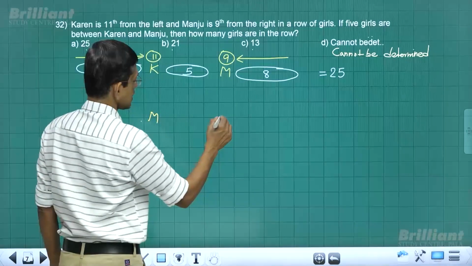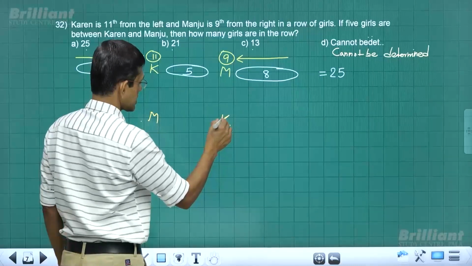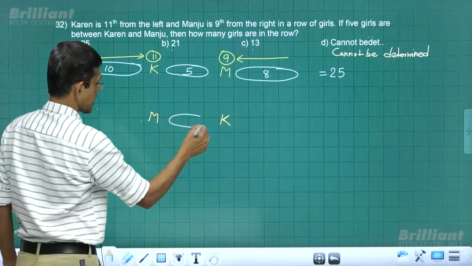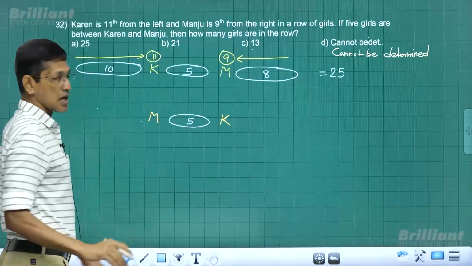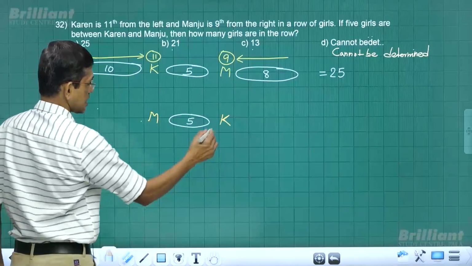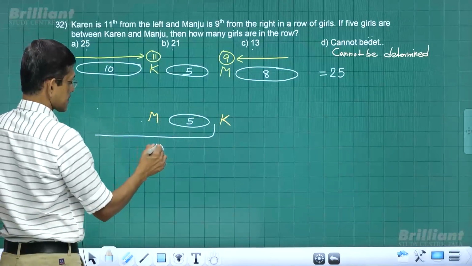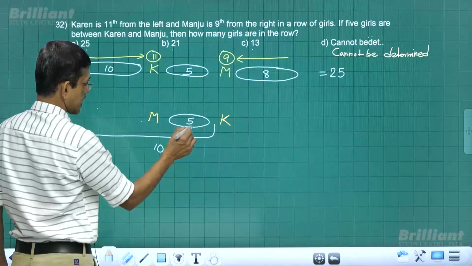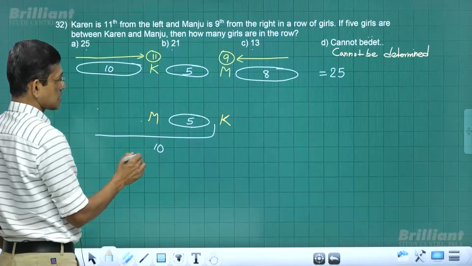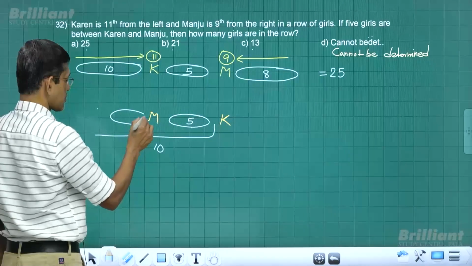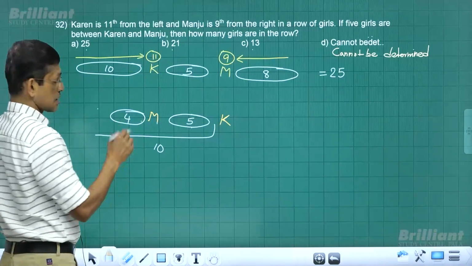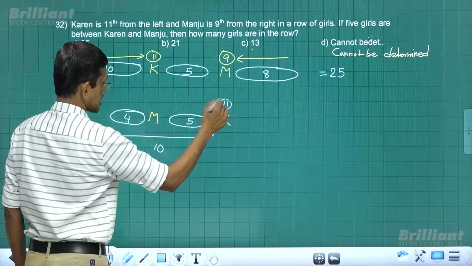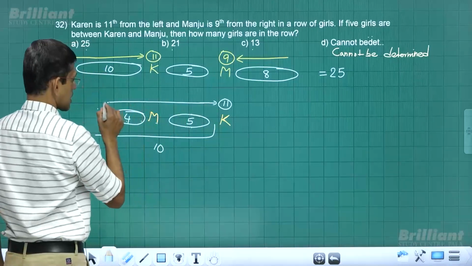Manchu is here. And let's say Karen is here. In between them, we cannot change those conditions. Those conditions we keep as they are. So 5 in between them. At the same time, to the left of Karen, how many? There must be 10 to the left of Karen. And Karen must be 11th. So left of Karen, 5. 5 plus 1, 6. How many do we need? 10, right? So how many more? 4 more. Count it. 4 plus 1, 5. 5 plus 5, 10. 10 plus 1, 11. So that means Karen must be 11th from the left.